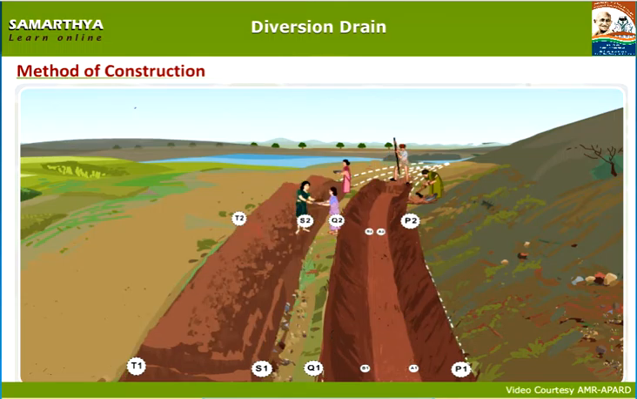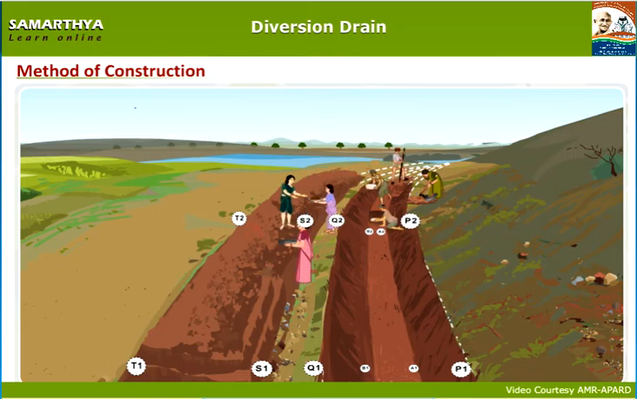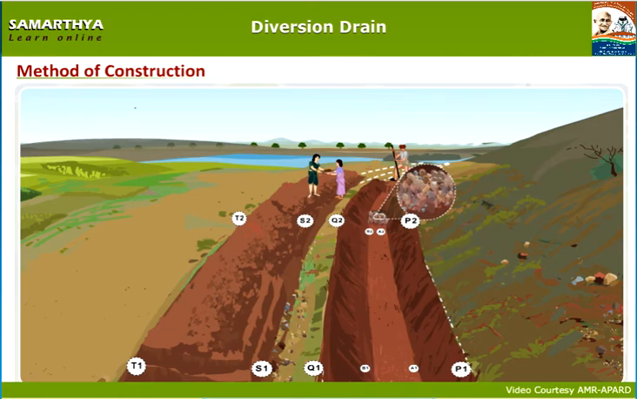Wherever there are variations in the depth of the canal and at the places of sudden drop, do the pitching with 225 mm stones. The canal which is dug in this method looks like as shown on the screen.